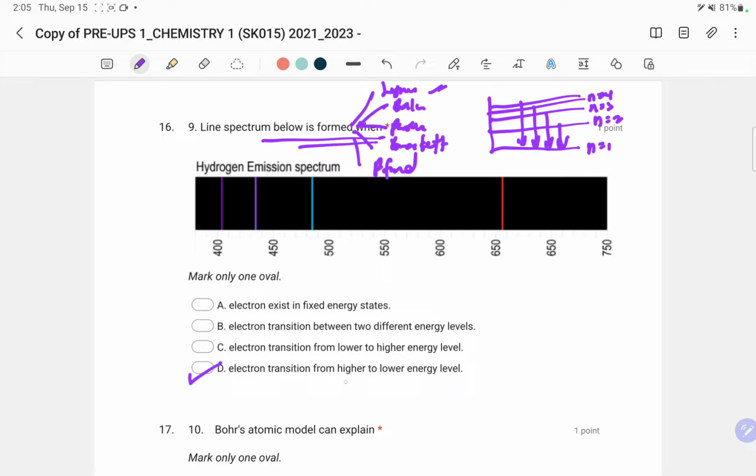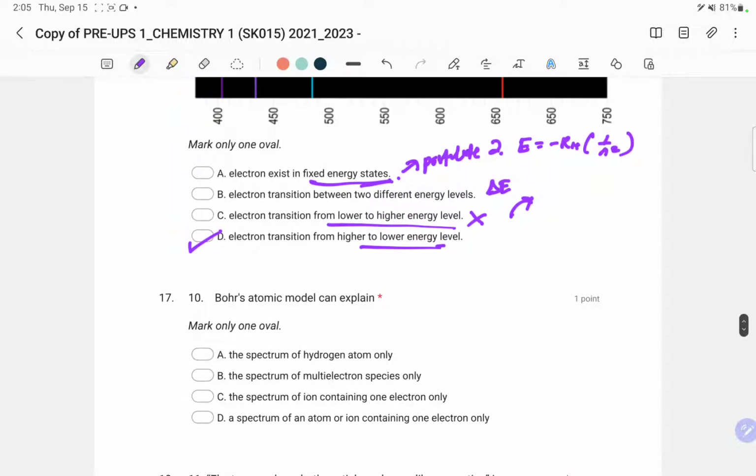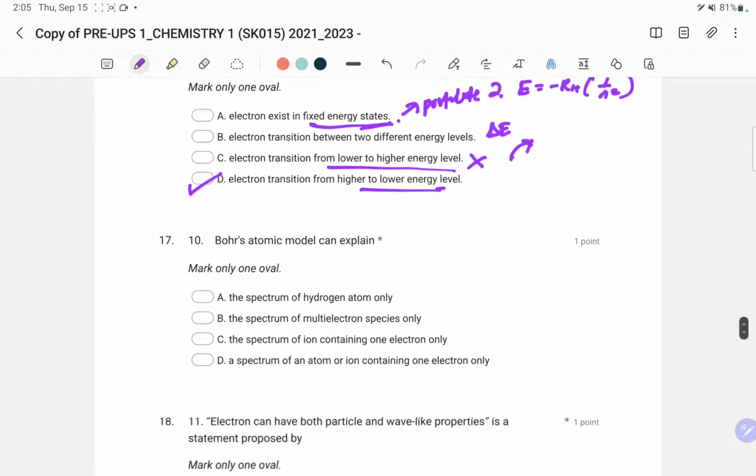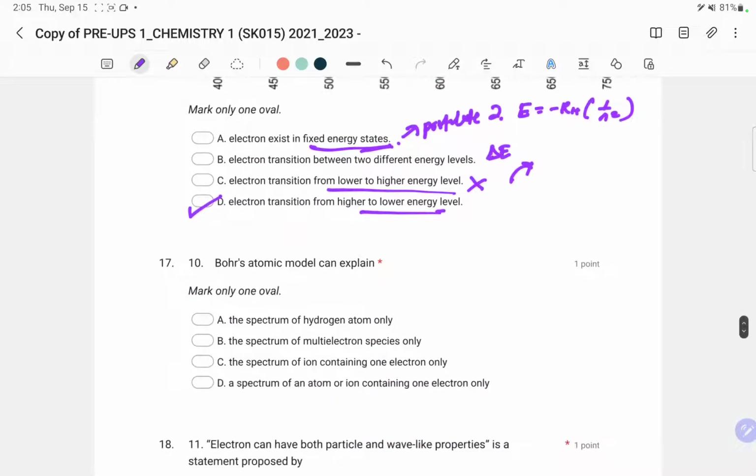The electron transition from higher to lower energy level. Kalau C ni salah, kenapa? Sebab lower to higher, dia tak berlaku lagi formation of line. Okay, electron transition between two different energy level, this one is delta E. Exist in fixed energy ni adalah postulate dia, postulate number 2, tak ada kaitan apa-apa. Yang ni berdasarkan kepada E equals to negative RH over n squared tu. Okay. So, nak dapat line, dia mesti fall from higher to lower, then emits light. Daripada light yang produce tu yang akan menghasilkan line spectrum ni.